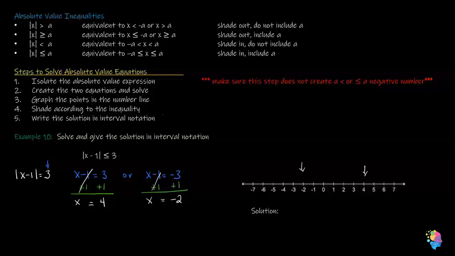The next step is to go and check the inequality. This inequality states that you want the distance to be less than. So if it's less than, we're going to shade inside. Because it's less than or equal to, we're going to include that negative 2 and the 4. After that, all we have to do is read the number line from left to right. So this number line is being shaded from negative 2 all the way to 4. So from negative 2 to 4, and we include those values. And this is the result for example 10.